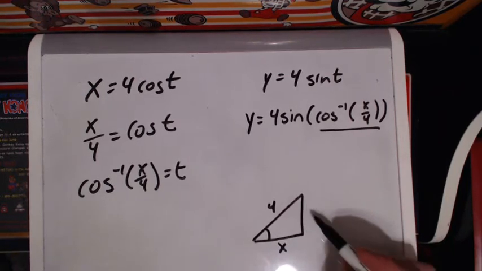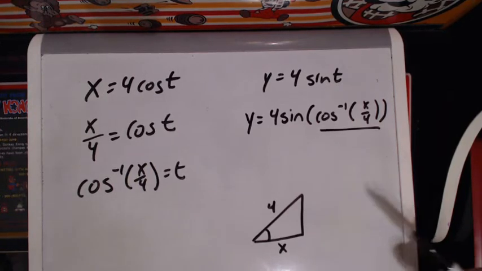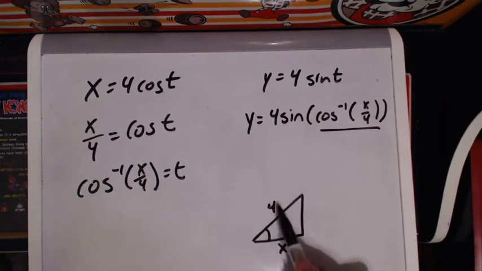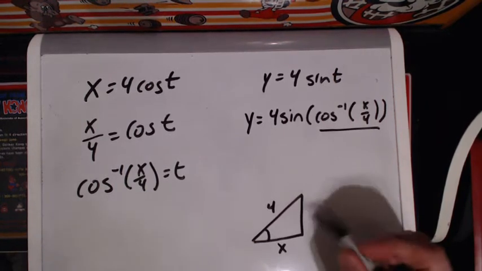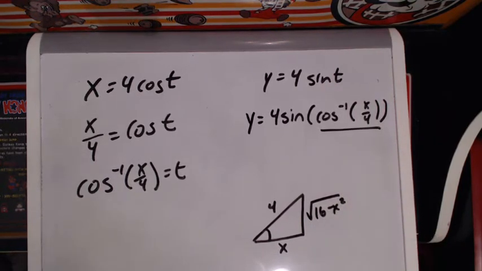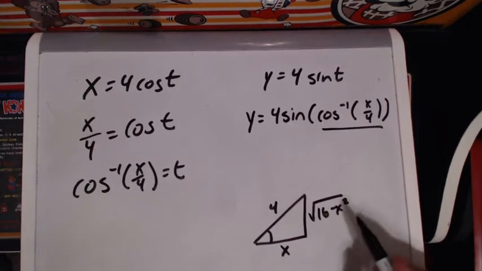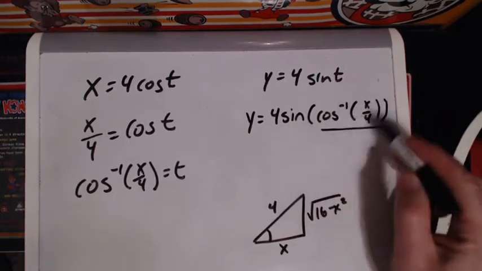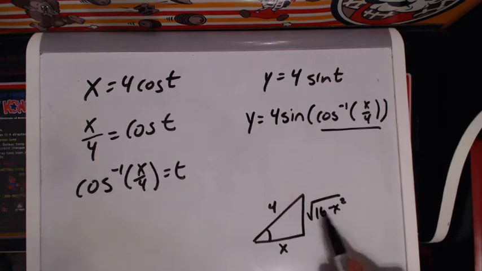So I'd have to do a quick little Pythagorean to solve for this side right here. If you took this squared, which is 16, and this squared, which is x squared, 16 minus x squared, you take the square root, you get the square root of 16 minus x squared. You could do the Pythagorean theorem on that, but trust me, that's that side. So if I want the sine of this angle right here, because this represents the angle, the sine of this angle would be this over this.